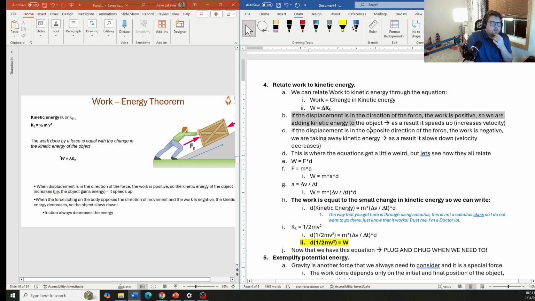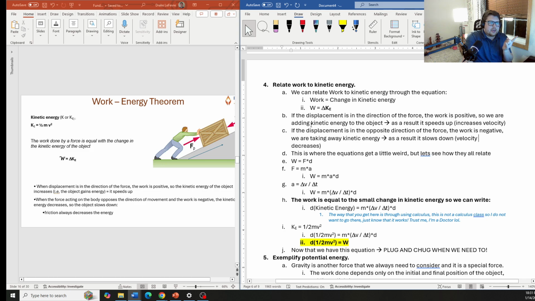These two bullet points are again more just to memorize, to know the concept, because it's exactly what is going to pop up on an exam. So if the displacement is in the direction of the force, the work is positive. We already talked about that. We already know that one.